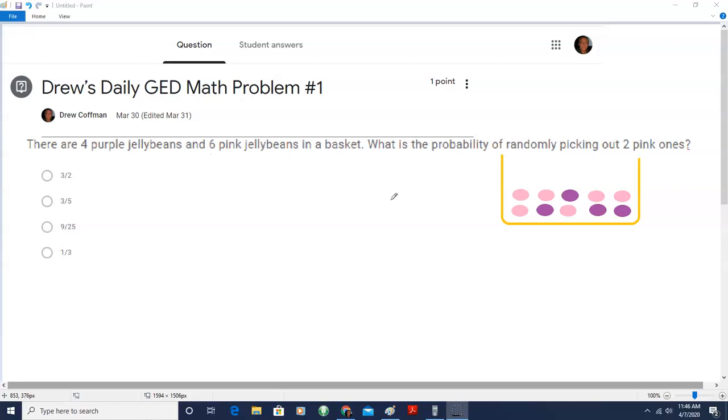Let's reread this again and pick out the important information. There are 4 purple jelly beans, 6 pink jelly beans, and we can see that in the basket here. 1, 2, 3, 4 purple, 6 pink. And then the important part, our question. The question says, what is the probability, that's a very important word, of randomly picking out 2 pink ones? And that's important too, that we're picking out 2. First of all, it's probability.